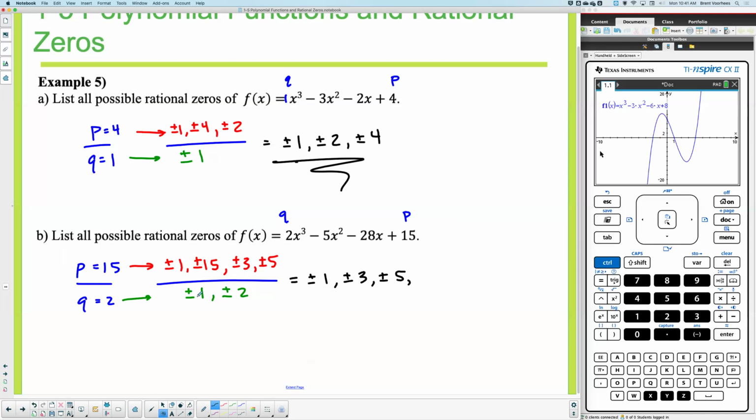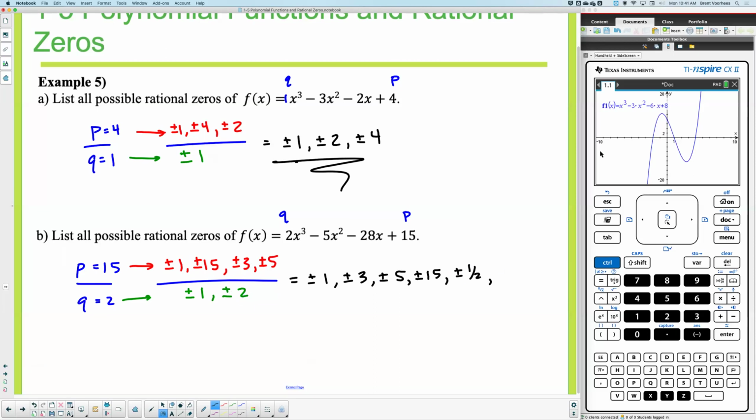And then finally, 15 divided by 1 is... Okay, now we do this again, but what do I do different this time? Everything gets divided by 2. What's 1 divided by 2? Just 1/2. What number comes next?